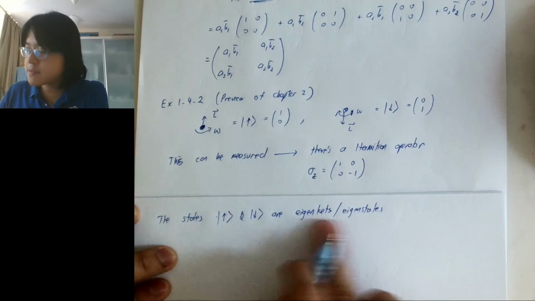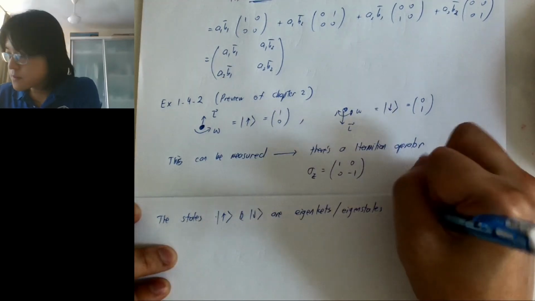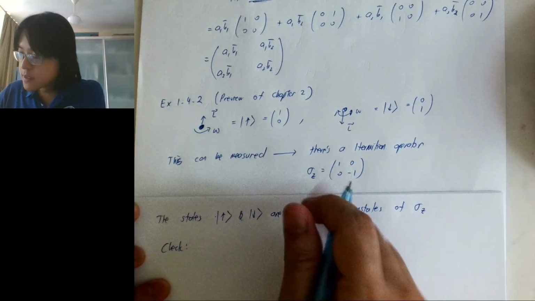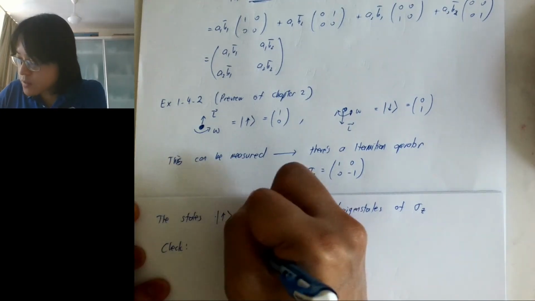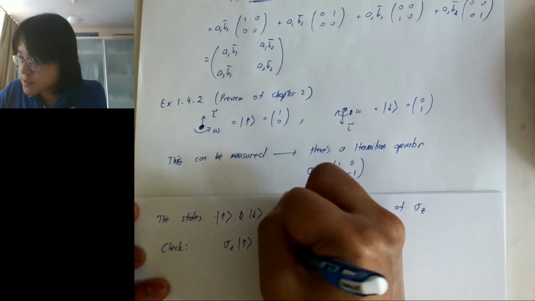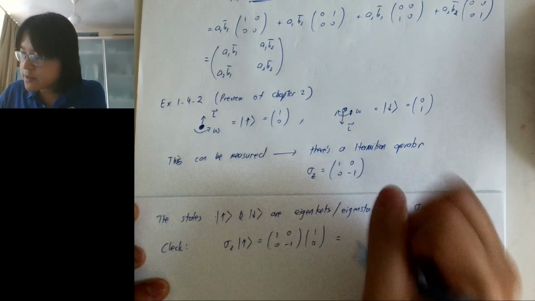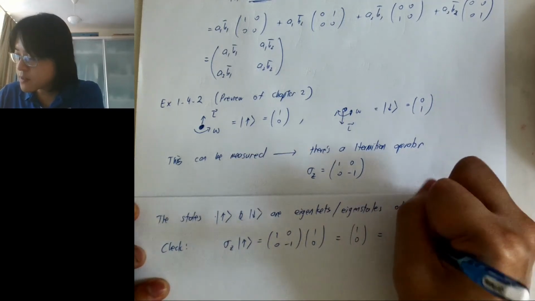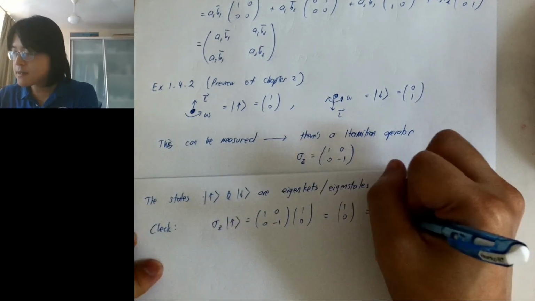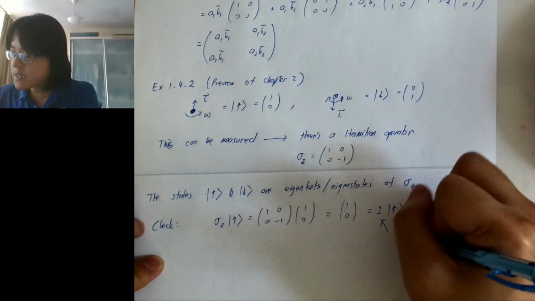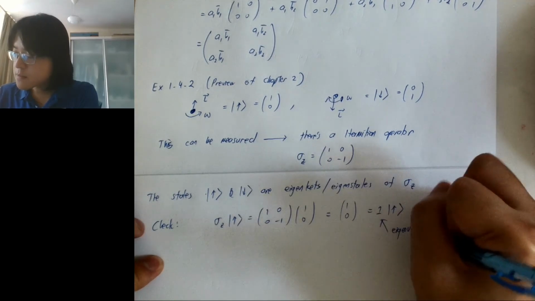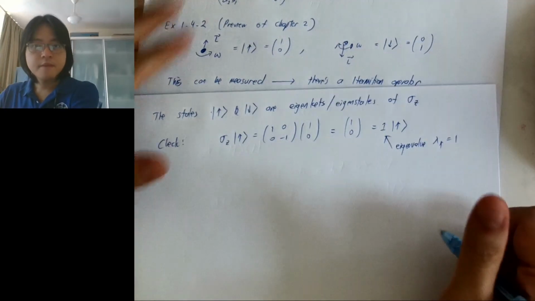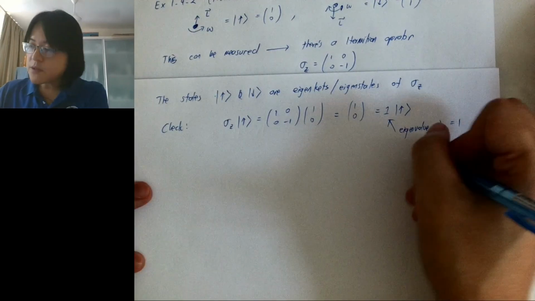Postulate 1 states are kets of this particular operator. So we can check easily, right? This operator acting on the up arrow is basically [1, 0; 0, -1] times [1; 0]. What do you get? You just get [1; 0], right? So you come back to the same thing, 1 times [1; 0]. So the eigenvalue is 1, right? So it is 1.